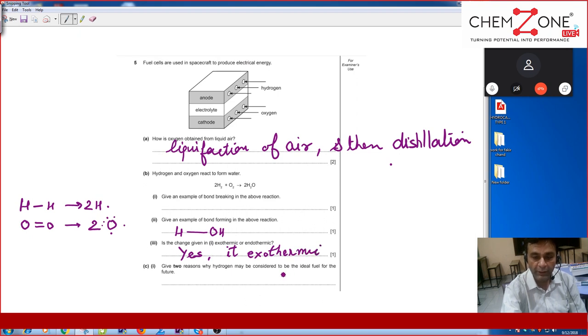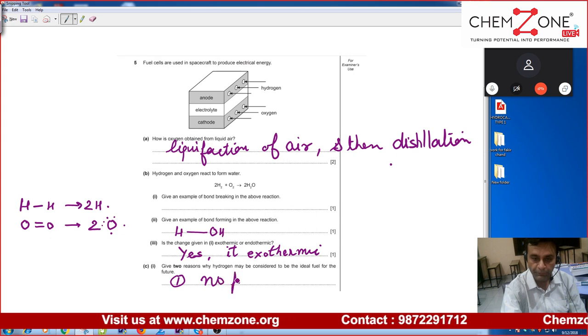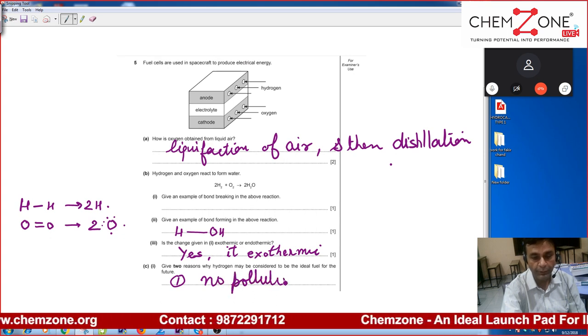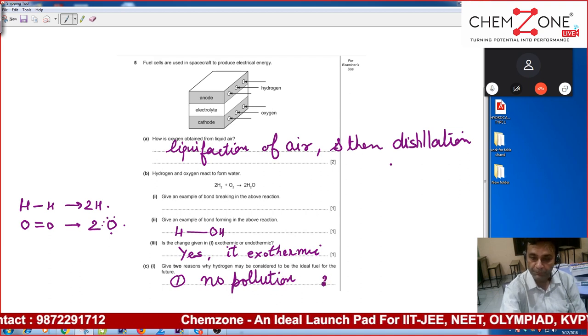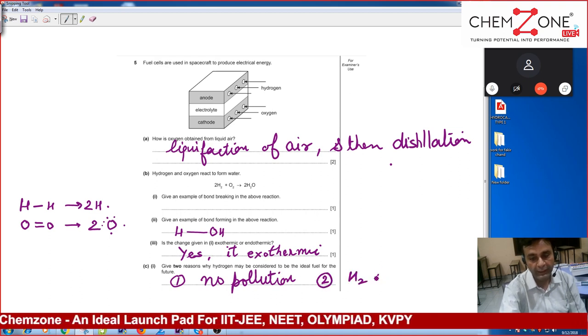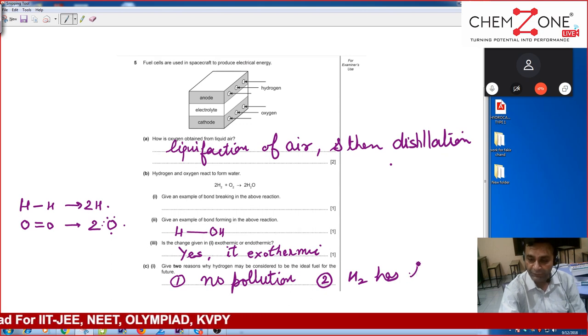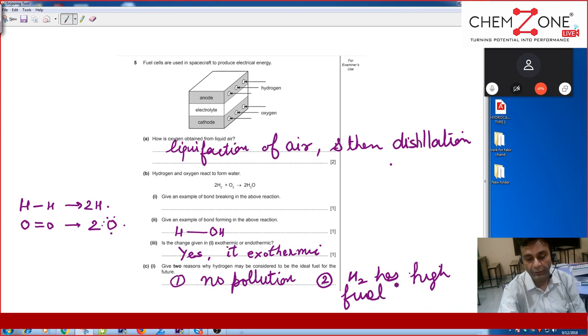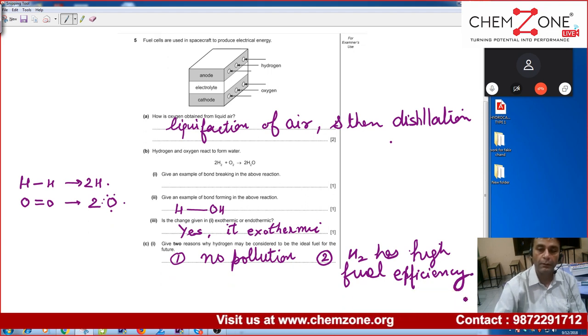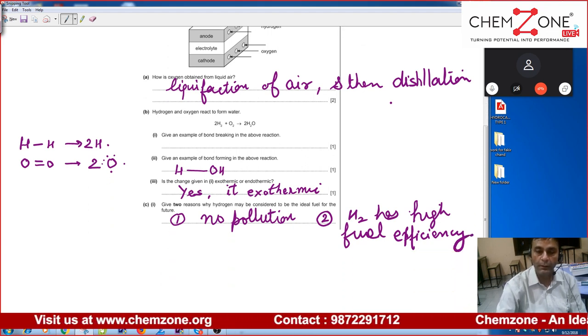Give two reasons why hydrogen may be considered an ideal fuel in future. Number one reason is no pollution. If such types of batteries are formed, we'll have no pollution. Number two, hydrogen has a very high fuel efficiency. It means a very small amount of hydrogen gives a large amount of energy. Getting me? Yes, sir.